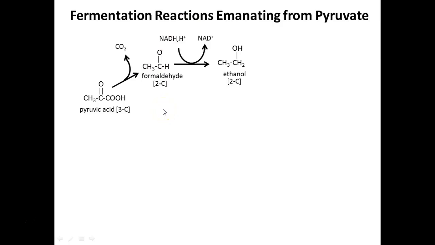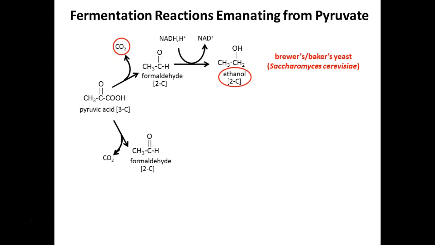So good old pyruvate, breakdown product from glycolysis. Problem is we've got some electron carriers. So one of the things we can do is remove more carbon in the form of carbon dioxide to form acetaldehyde, to which we can then add the electrons back, and it forms ethanol, one of our favorite alcohols, right? Produced by brewers and bakers' yeast, good old Saccharomyces cerevisiae.